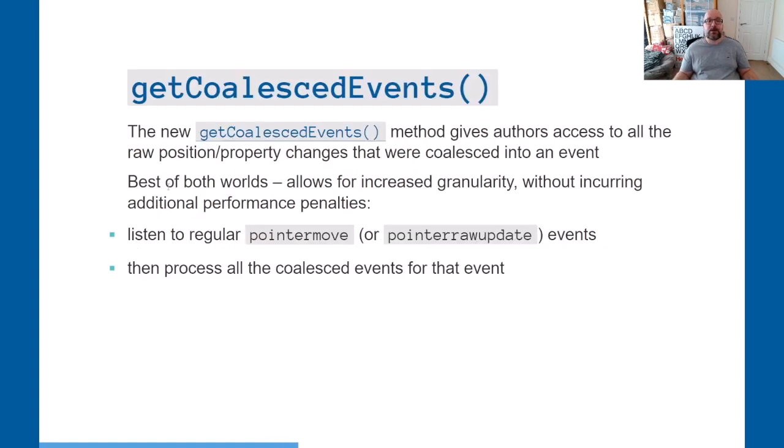Now, the new getCoalescedEvents method gives authors access to all the raw position and property changes that were coalesced into a single pointer move or pointer raw update event. And this really provides the best of both worlds. It allows for increased granularity without incurring additional performance penalties. As an author, you'd listen to regular pointer move or pointer raw update events and then process all the coalesced events for that particular event.